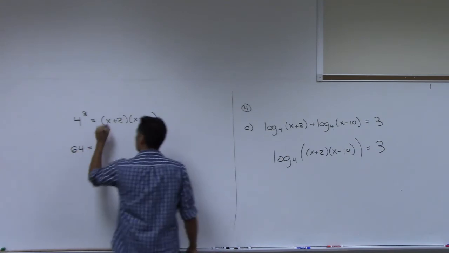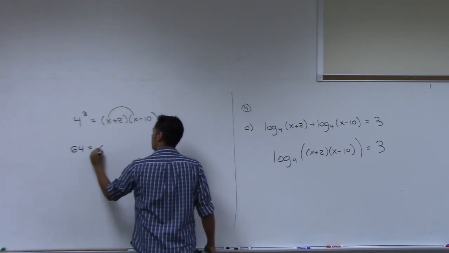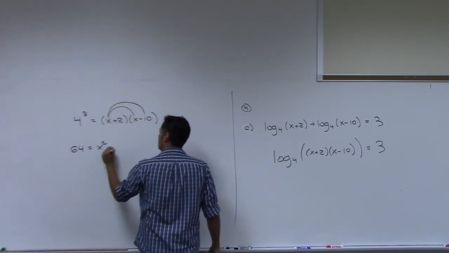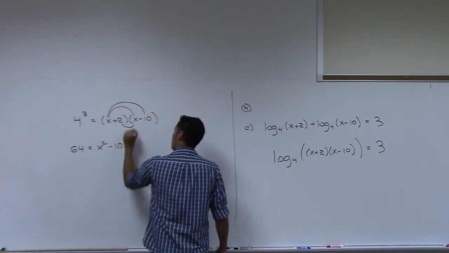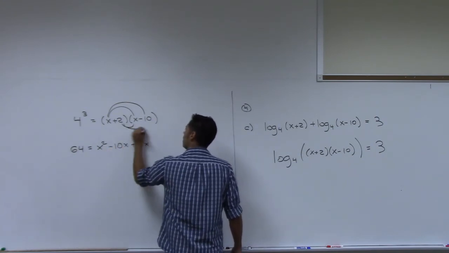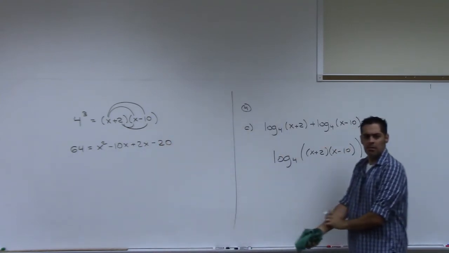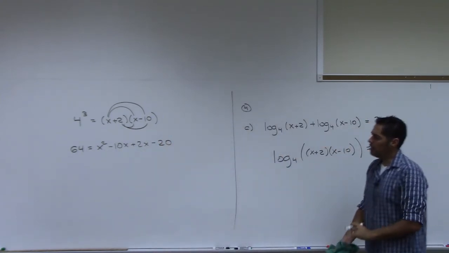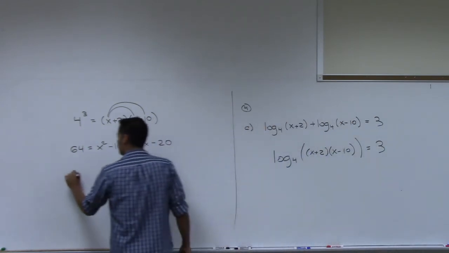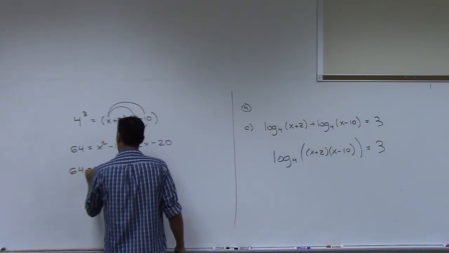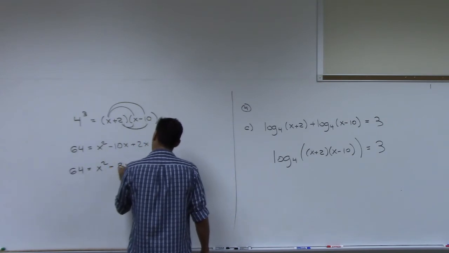And then the right side, let me go ahead and multiply this. X squared minus 10x plus 2x minus 20. So I'm doing just like a FOIL on the right-hand side. And then I'm going to collect all my like terms together. So 64 equals x squared minus 8x minus 20.